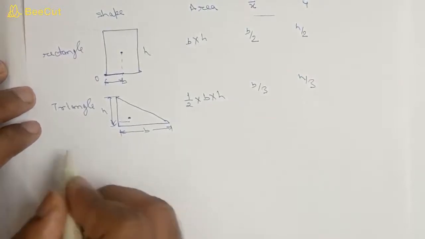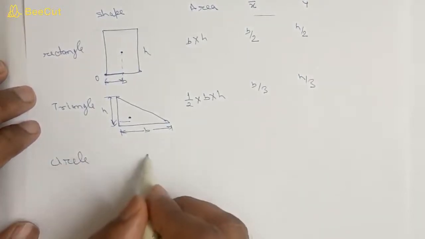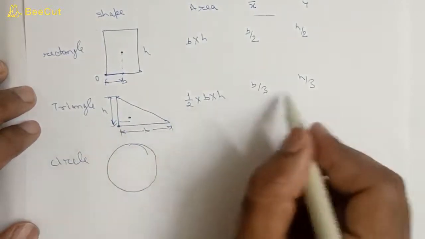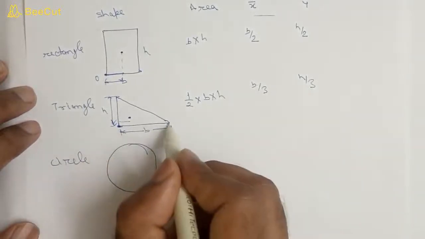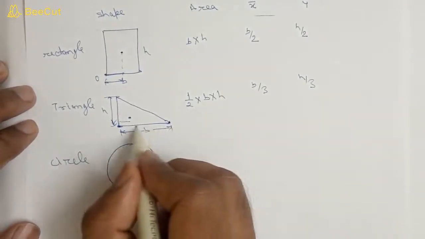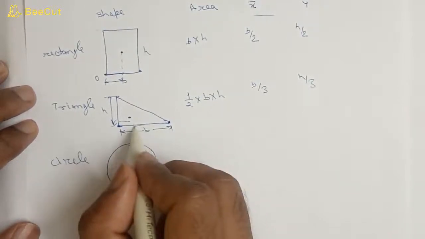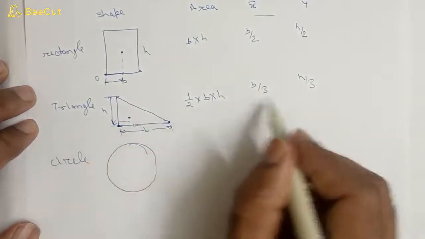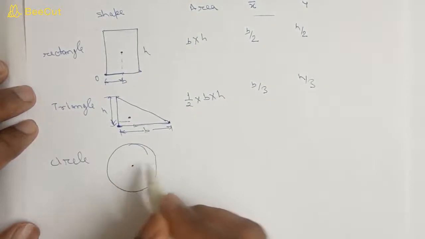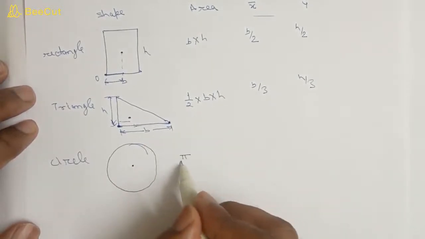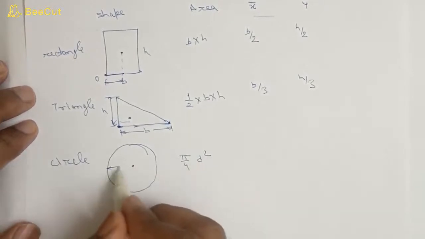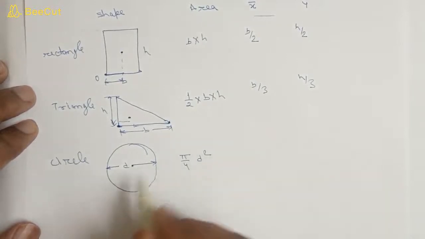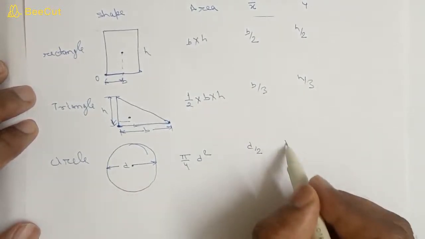Suppose the third one is a circle. For the triangle, b by 3 and h by 3 are from this point. Suppose you are finding the centroid from the other point, then it will be b minus b by 3, so 2b by 3 and h by 3. But I am taking this point at the origin, so it will be b by 3 and h by 3. This is a circle. Its area will be pi by 4 into d squared, where d is the diameter of this circle, and then the centroid will be at d by 2 and d by 2.